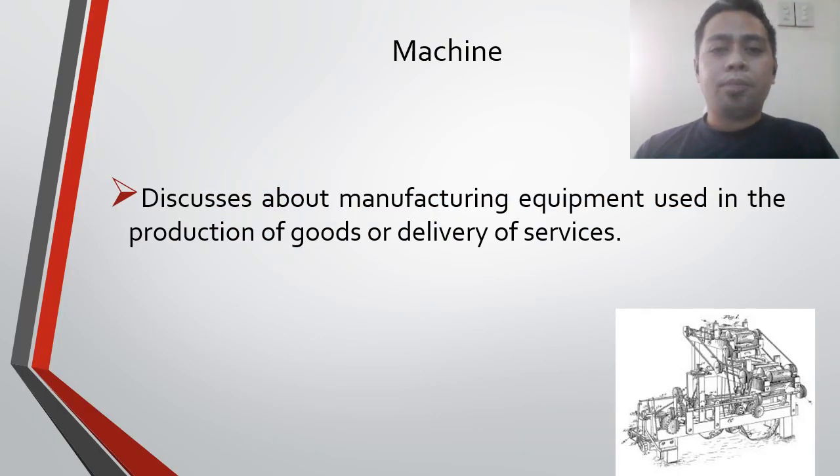So after the manpower, of course you had now the method, the manpower. Next is the machine. So it discusses manufacturing equipment used in the production of goods or delivery of service. So machinery is also important. Without the proper equipment, you will not be able to perform the needed task efficiently.